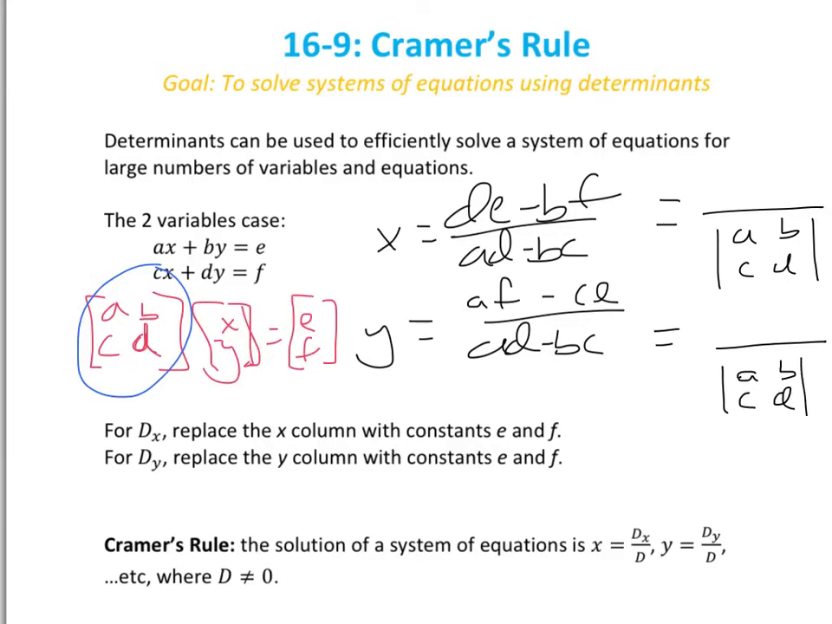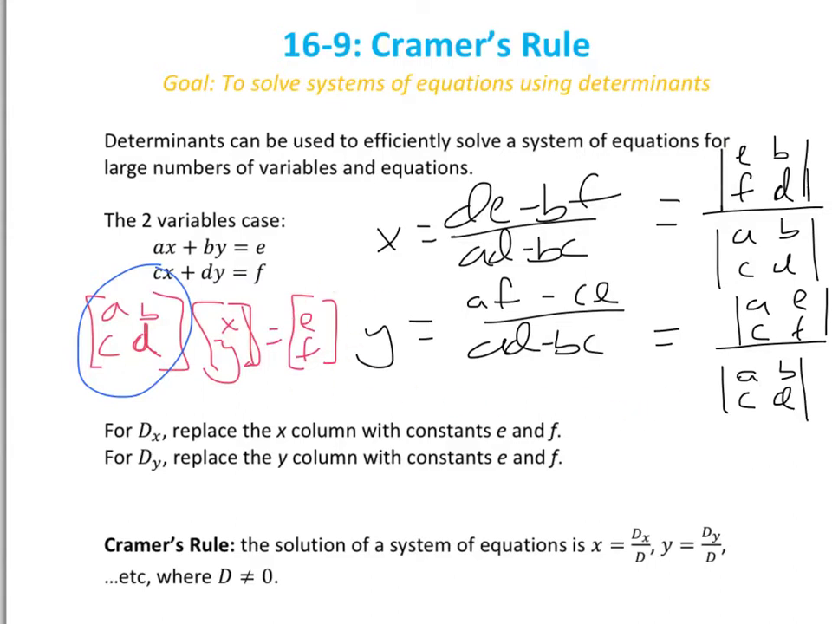ABCD. Now, if we convert the top into matrices or into determinants, what actually happens here is you have, for the x one, E, B, F, D. And for the y one, you'll have A, E, C, F. Now, what happened here? All that happened here is for the x equation, you replaced the a and the c in the x column with e and f, from over here.